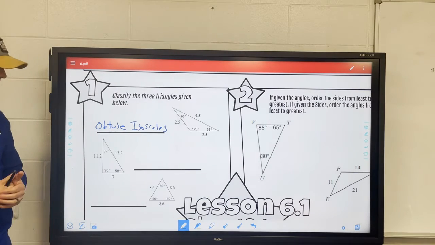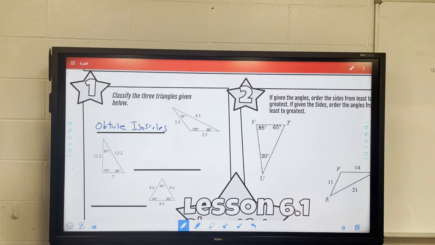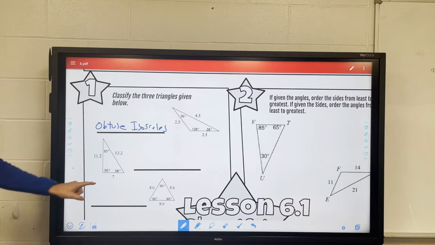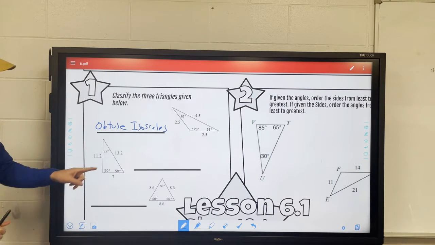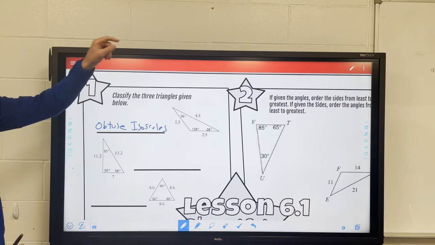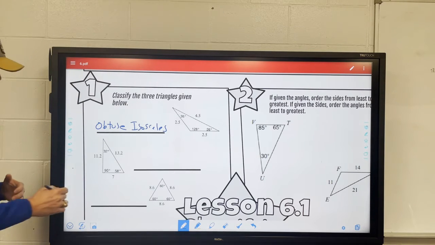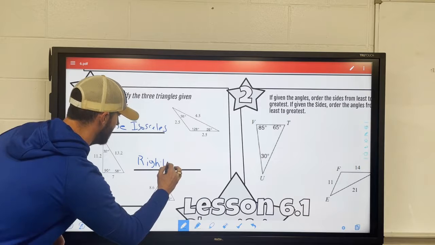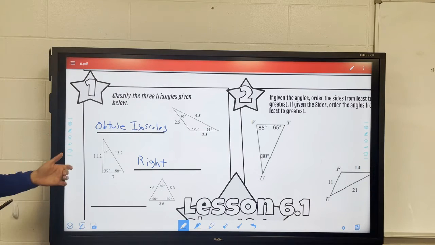Now look at the next one here. Let's analyze my angles first. If I look at all 3 of my angles, I notice I have one 90-degree angle. A 90-degree angle means I have a right triangle. So this is going to be a right. And now let's analyze my side lengths.